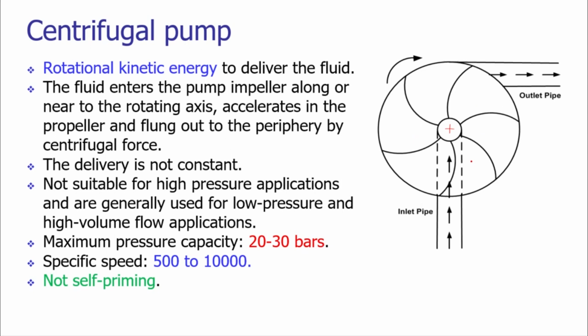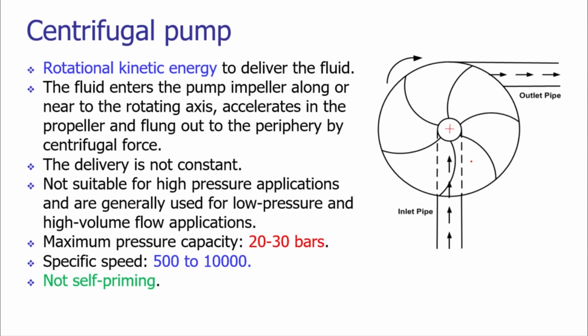A rotary motion is given to the impeller disc, and as the impeller disc is rotating due to the centrifugal force, the fluid which is coming inside the system will be flung out. It will be moved in a radial, outward direction, and in this way we are increasing the pressure of the fluid. The volume delivery of the centrifugal pump is not constant, it is varying.